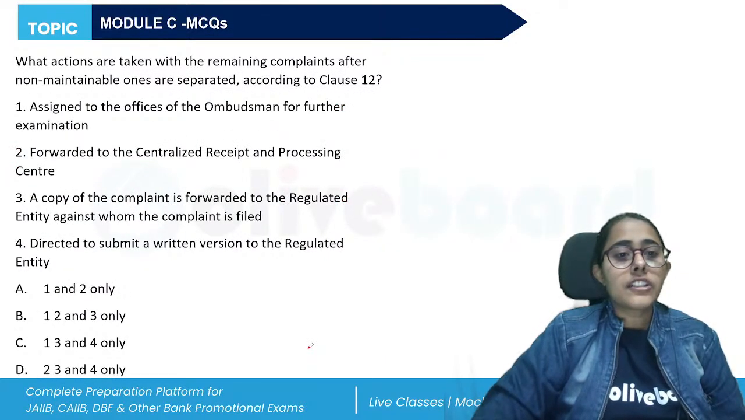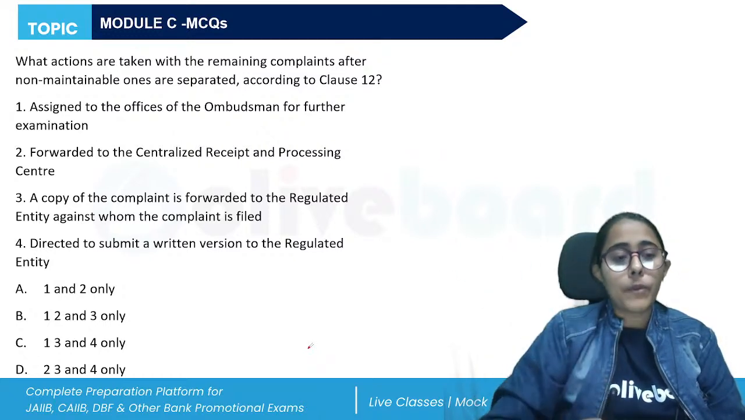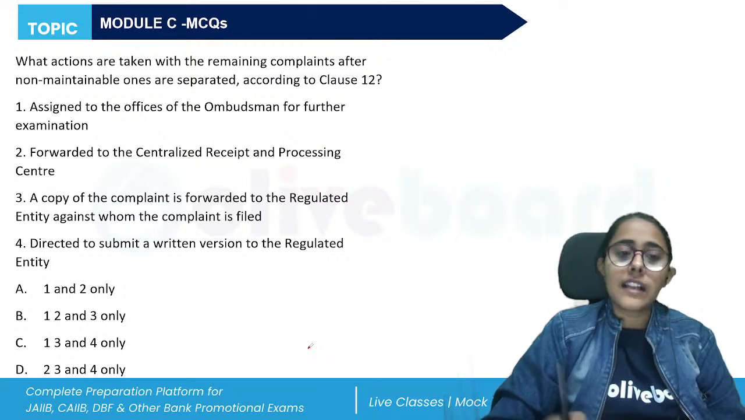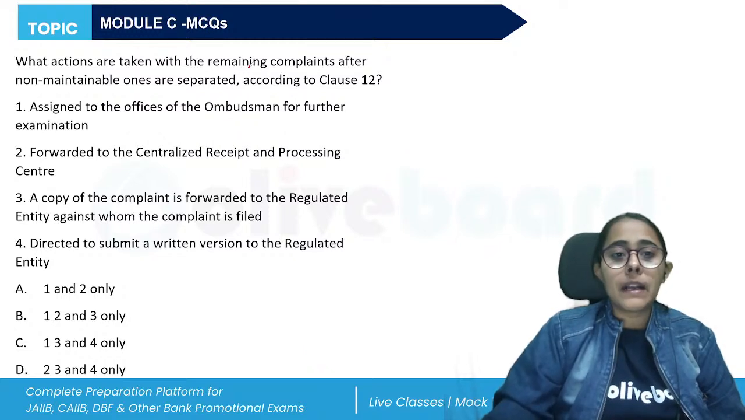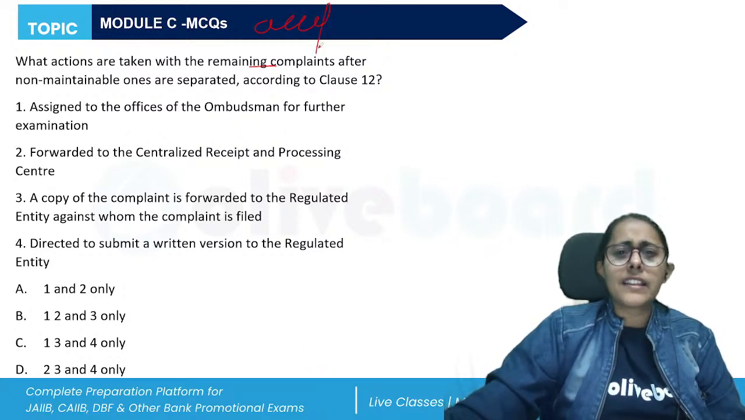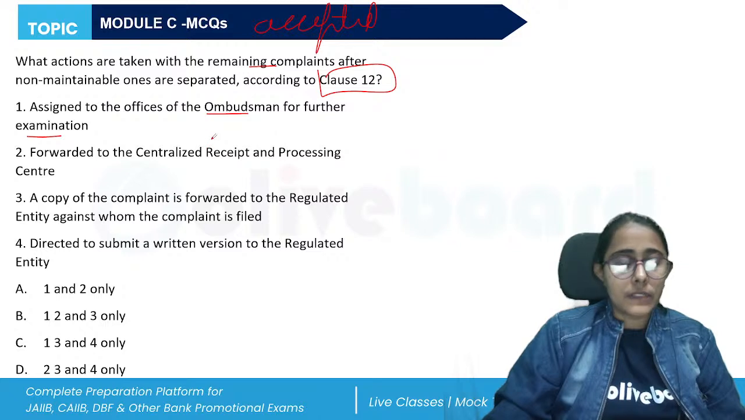Next, what actions are taken with the remaining complaints after non-maintainable ones are separated? So once the non-maintainable cases that we just discussed are separated, what will be the processing format, or what will be the action taken on the remaining complaints, the complaints that we can say are accepted according to clause 12? So it is given in clause 12. These are assigned to the offices of the ombudsman for further examination. They are forwarded to the Centralized Receipt and Processing Center, the CRPC.